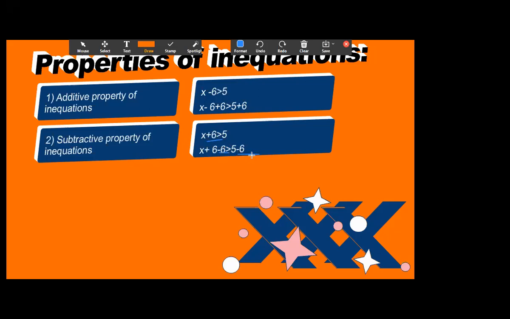So this property is called, what is this property called? This property is called the subtractive property of inequation. When we are subtracting 6 from both sides of an inequation, an equivalent inequation will be obtained. What will we get here, students? When we subtract 6 on both sides, we get x is greater than minus 1. Okay, x is greater than minus 1.